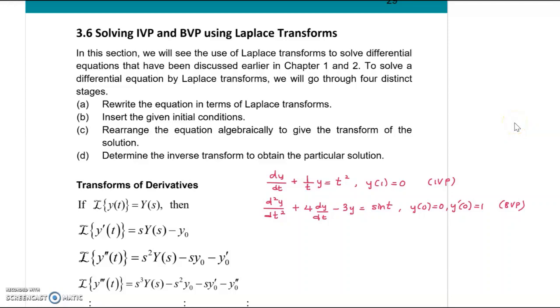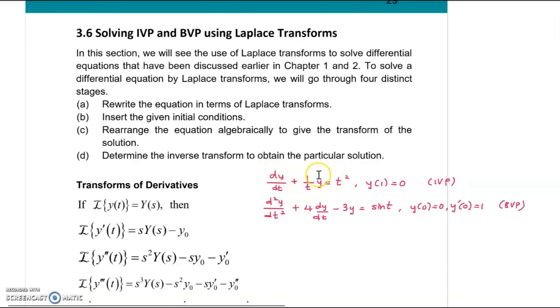Hi everyone. In this section, we are going to solve the initial value problem and boundary value problem using Laplace transform. Before this, in chapter 1, we learned a few types of ODE. For example, you have something like this: dy/dt plus (1/t)y equals t squared.